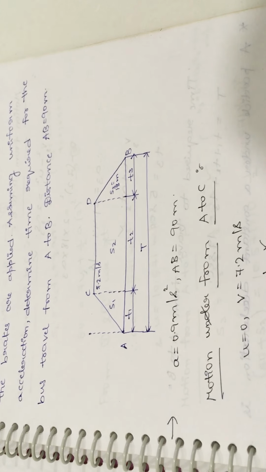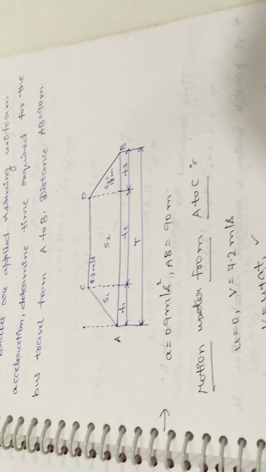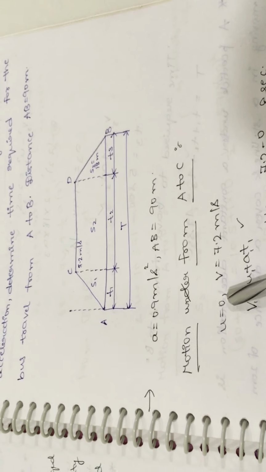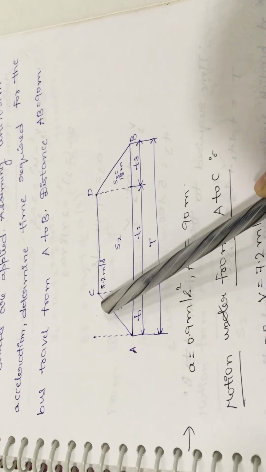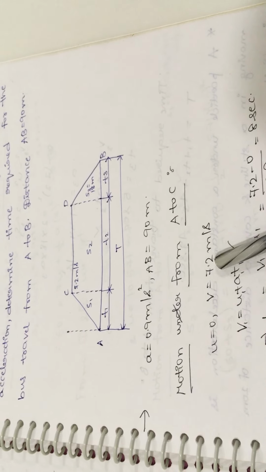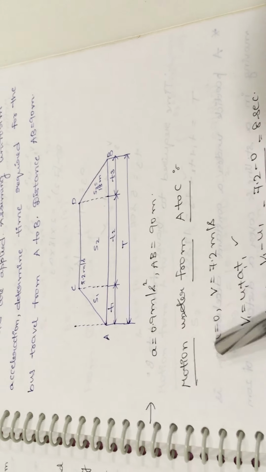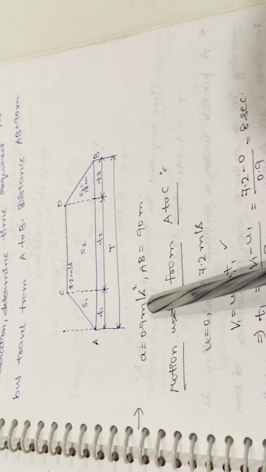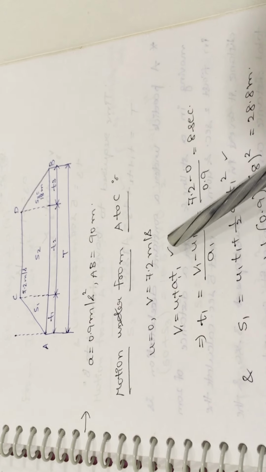To rest position means final velocity will be 0. So here the initial velocity value is 0, and the final velocity in this motion is 7.2. So v is equal to 7.2 meter per second. Based on these two values, and the acceleration value given as 0.9 meter per second squared, we can calculate the T1 value from the first formula.